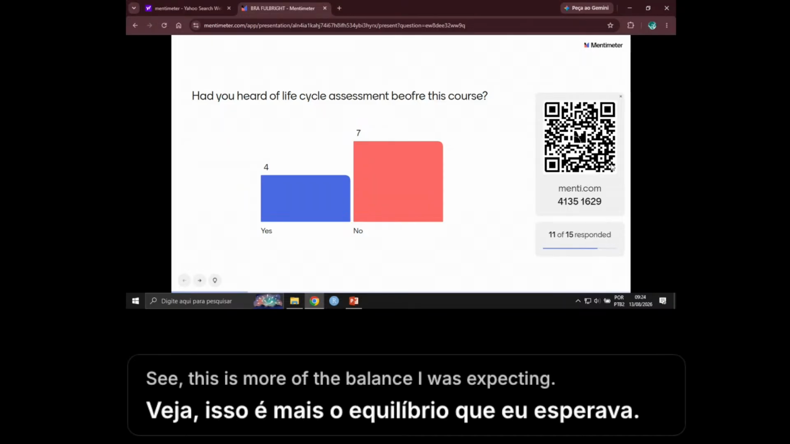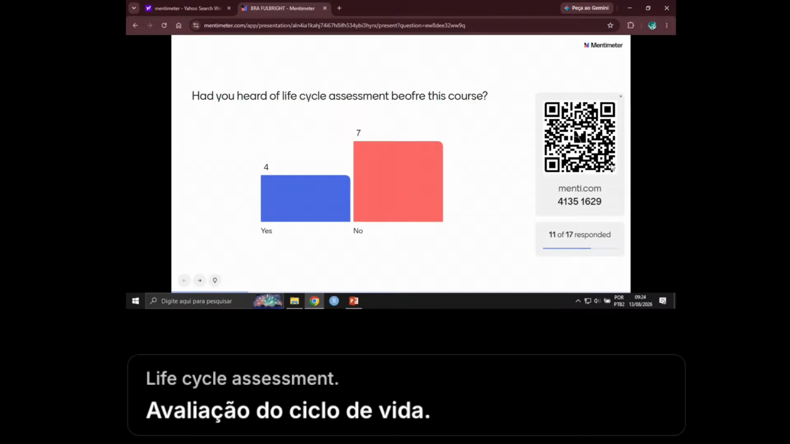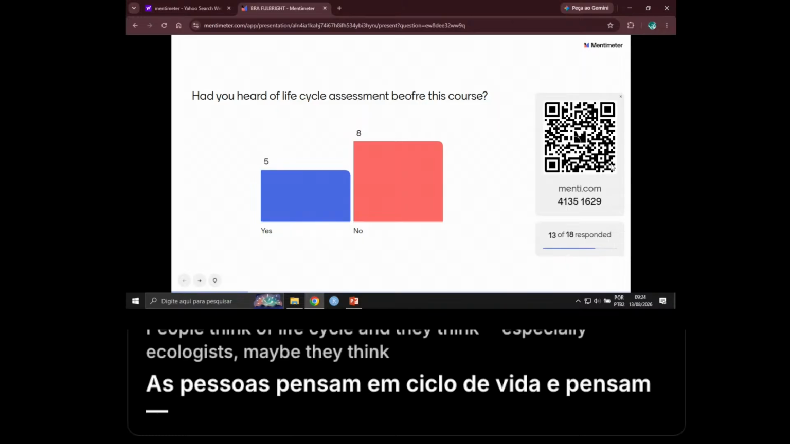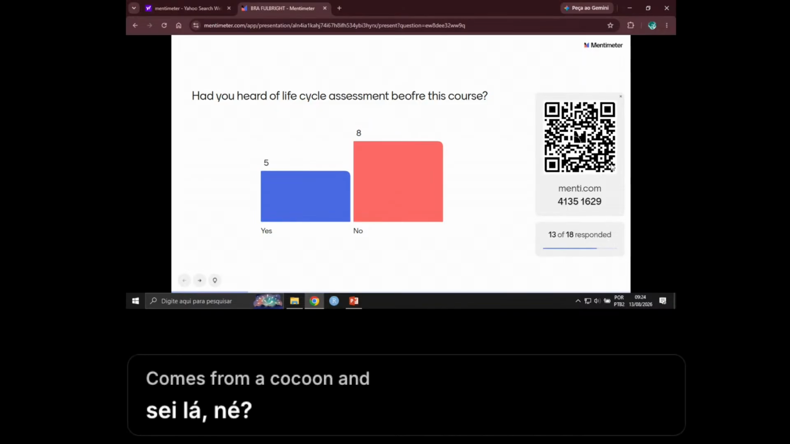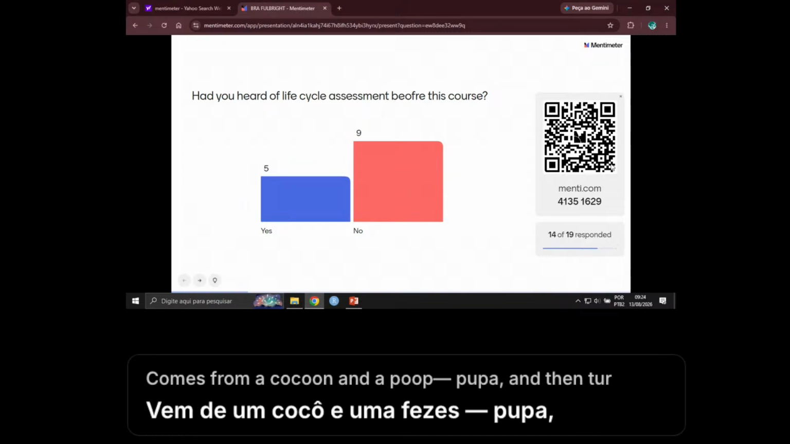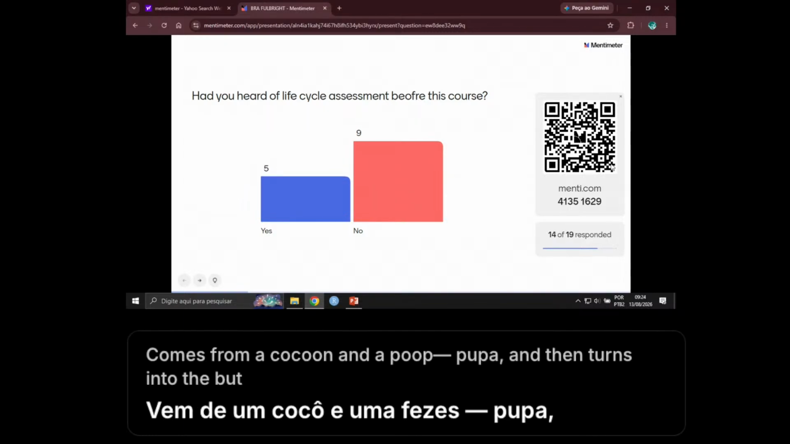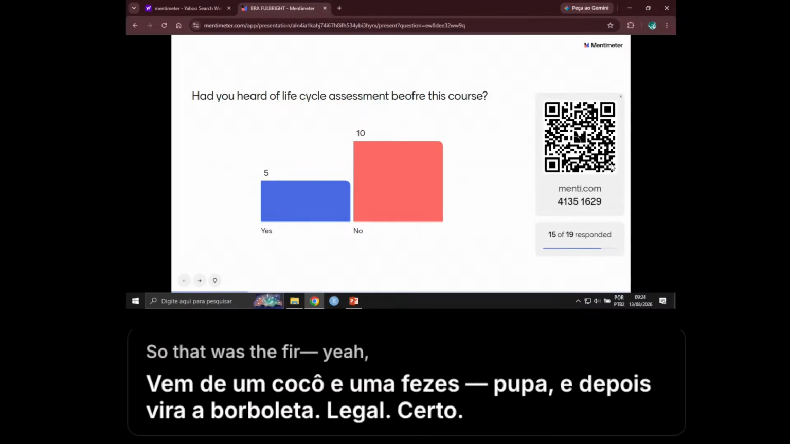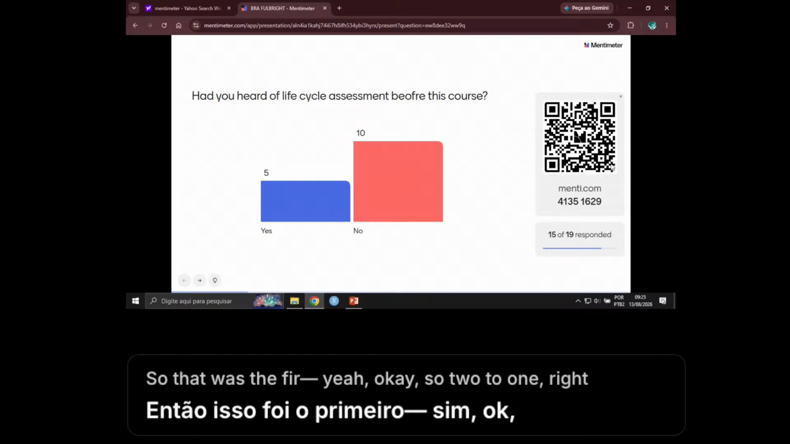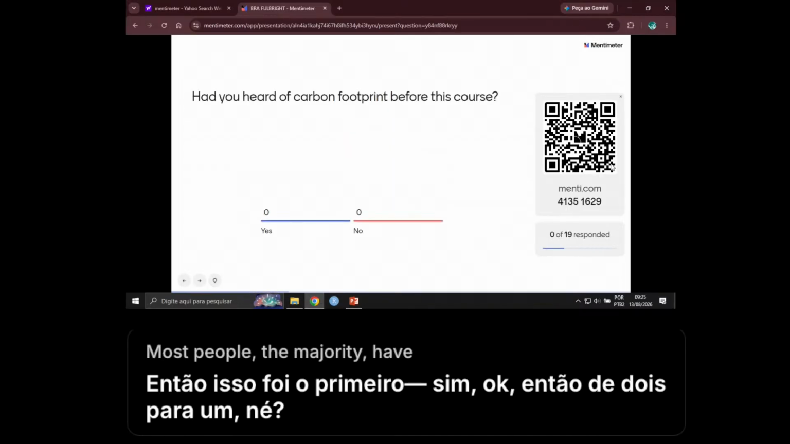Life cycle assessment. People think of life cycle and they think, especially ecologists, maybe of a butterfly or something. It comes from a cocoon and a pupa and then turns into the butterfly. So 2-1, right? Most people, the majority, have not heard of life cycle assessment.